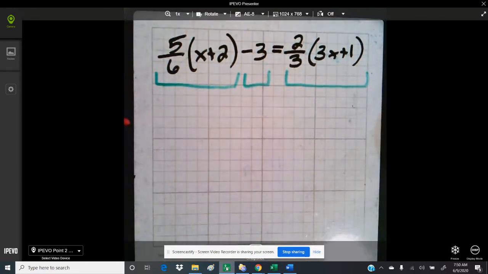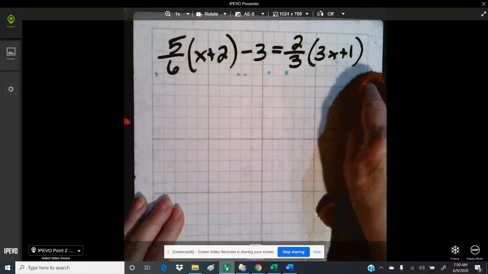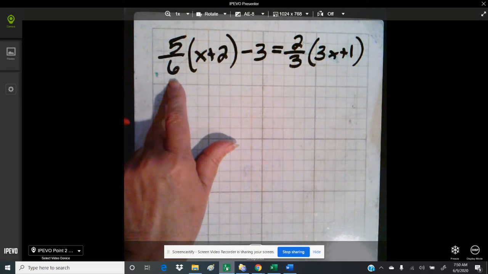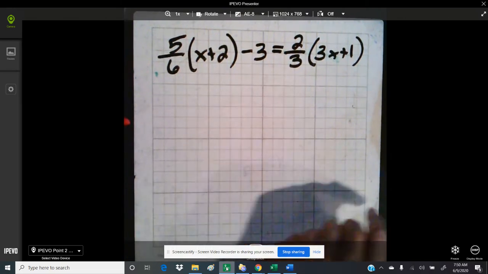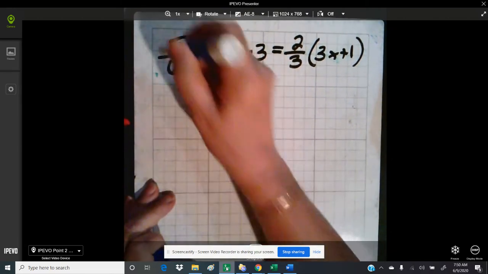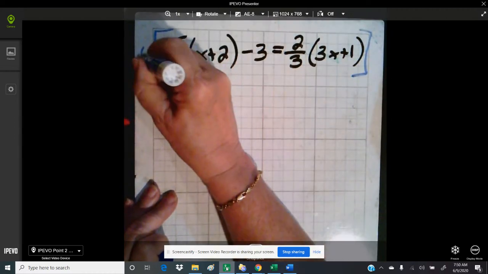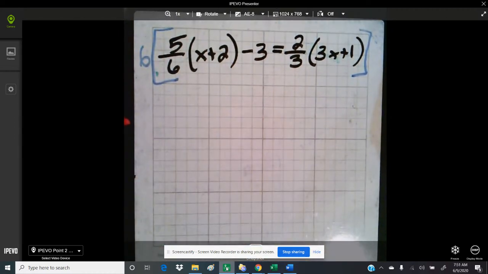So you're going to take a look at your fractions, and you're going to say, all right, what is the common denominator that I should multiply through by? Well, I have a 6 and a 3, so the common denominator would be 6. So I'm going to take this equation, and I'm going to multiply every single term by 6.